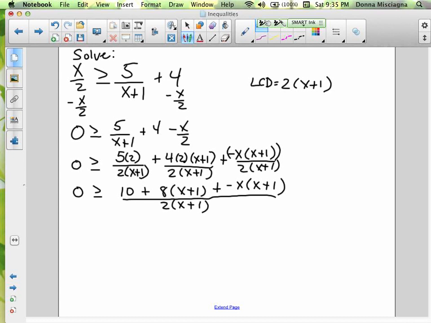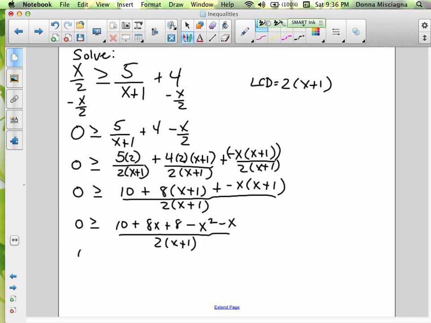All right, let's simplify that. So 0 is greater than or equal to 10 plus 8x plus 8. I just distributed the 8. And then negative x times x is negative x squared. Negative x times 1 is negative x. All over 2 times x plus 1.